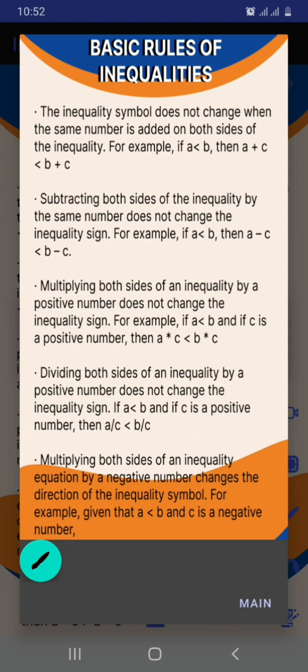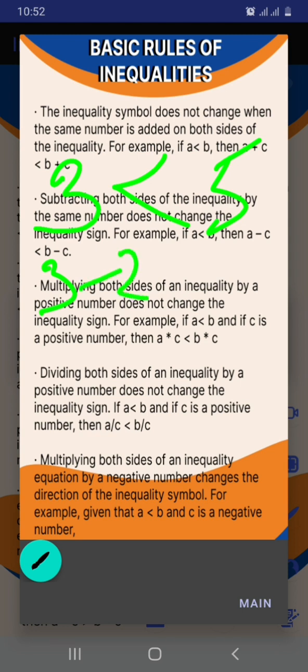Subtracting both sides of the inequality by the same number does not change the inequality sign. Let's say, for example, 3 is less than 5. If I should minus 2 from both sides, that is, 3 minus 2 would definitely be less than 5 minus 2. That is, 3 minus 2 gives us 1, which is less than 3.